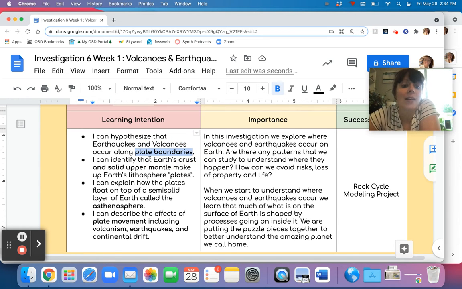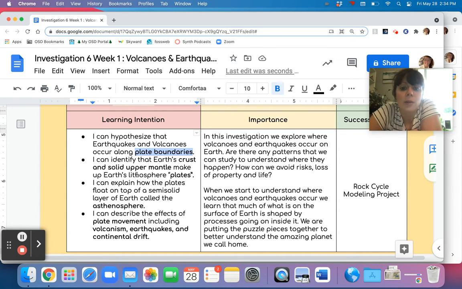We're learning to identify that Earth's crust and solid upper mantle make up the lithosphere plates. We're learning to explain how the plates float on top of a semi-solid layer of the Earth called the asthenosphere, which I like to call chunky molten jello. And we're learning to describe the effects of plate movement, including volcanism, earthquakes, and continental drift.